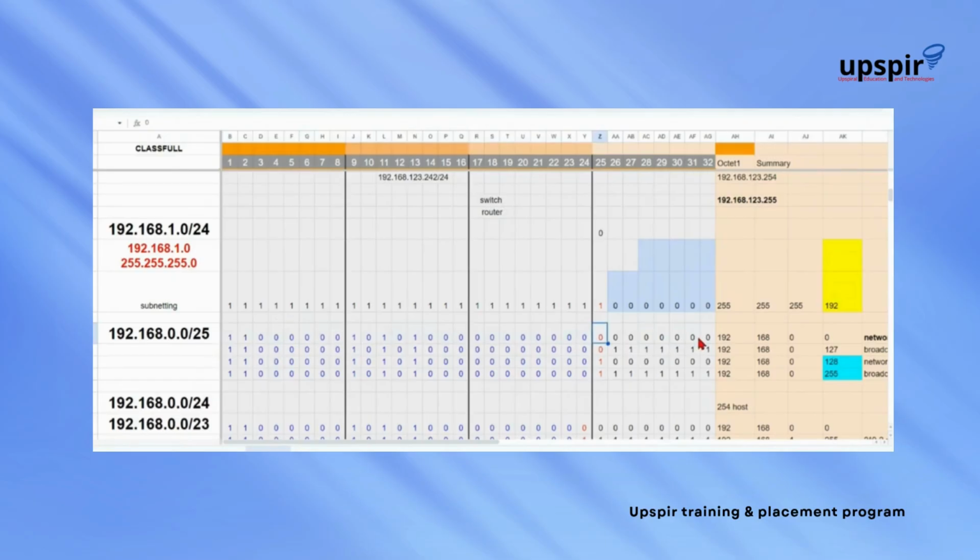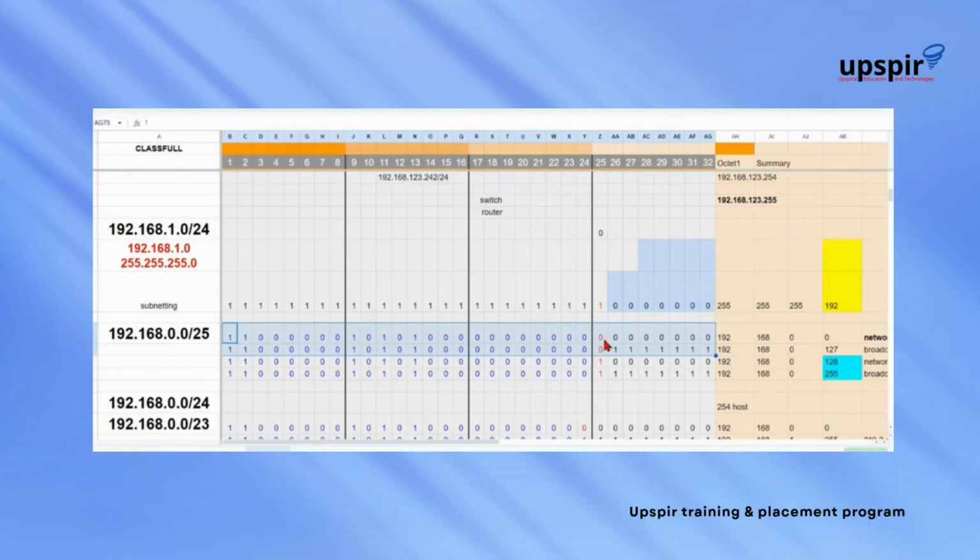So we had these 8 host bits. What we will do is, this red color is showing that we had borrowed one host bit to the network side. Okay. So now as a result, we have 25 network bits instead of 24. Now, as soon as we do that, what happens, right?